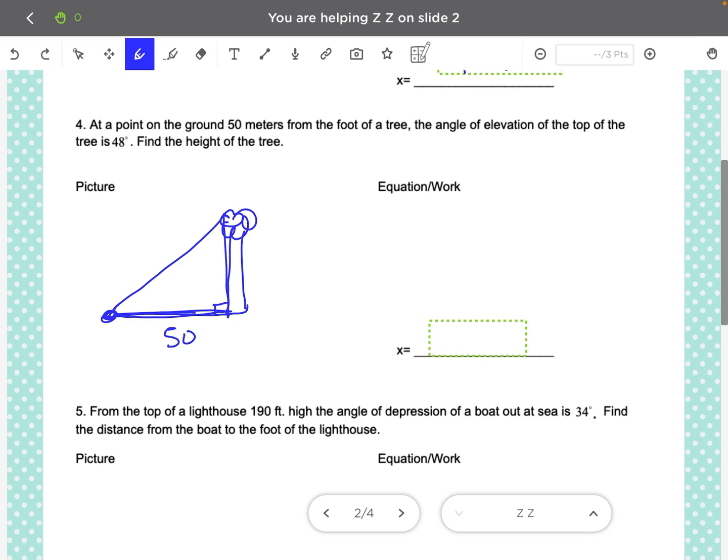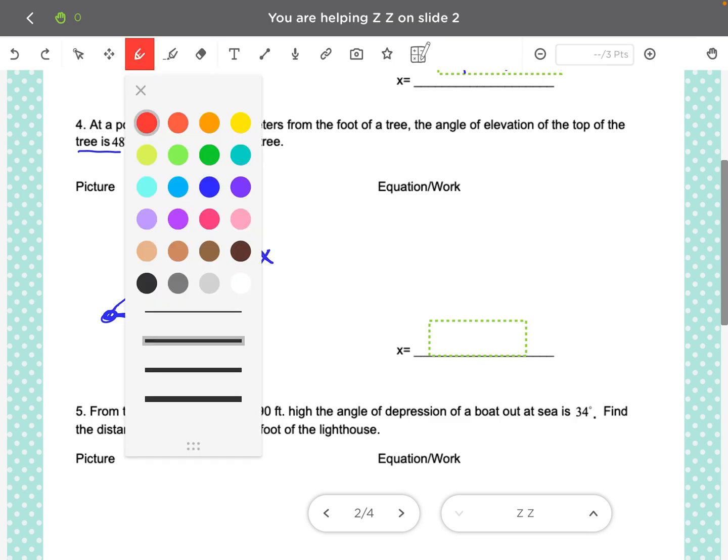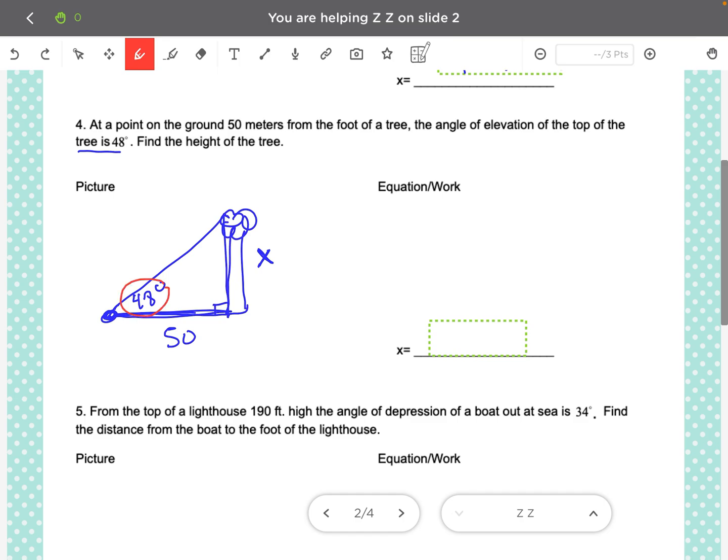Angle of elevation is always looking up. So this is 48 degrees. I want to know how high the tree is. So this is what I'm looking for. So let's label our picture. This is my angle, there's my H, this is my O, this is my A, so I need to use O and A. So that's tangent. So tangent of 48 degrees is opposite X over A.